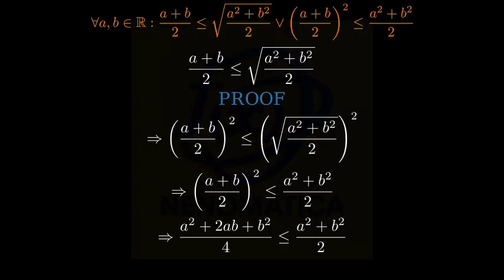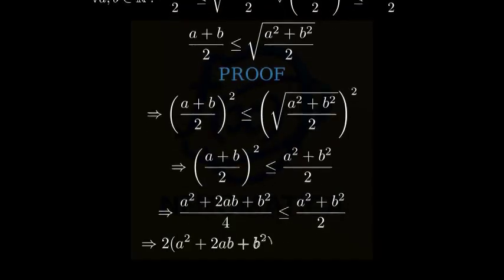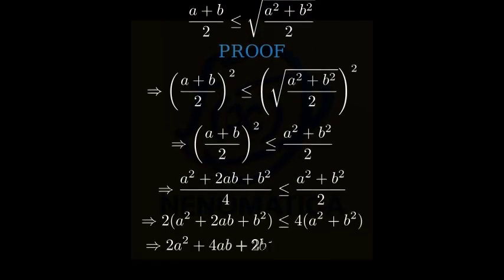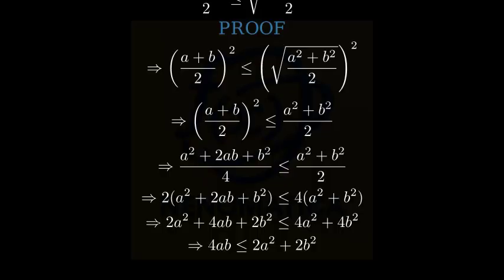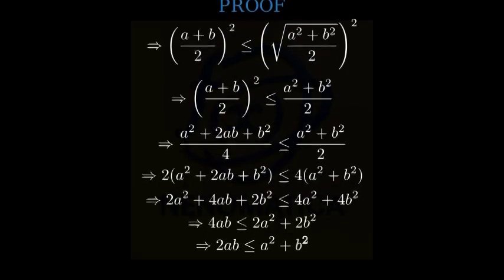To make it easier to compare, let's multiply both sides by 4. This gives us a squared plus 2ab plus b squared is less than or equal to 2 times (a squared plus b squared). Let's simplify further. We can subtract a squared and b squared from both sides, which gives us 2ab is less than or equal to a squared plus b squared.